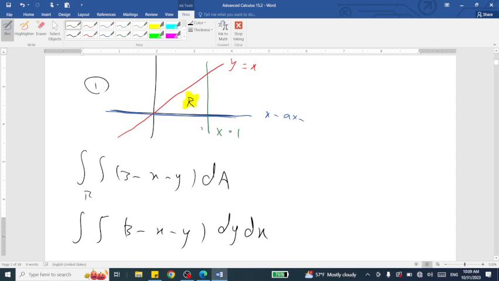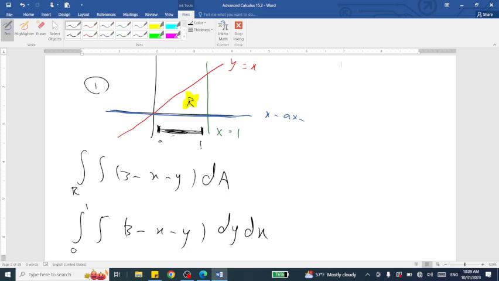x was what? Between 0 and 1. You are right. So the region can be translated by yourself to 0 and 1. Is that clear? My base, this is called base, is equal to what? Between 0 and 1. Do you have any problem with it?